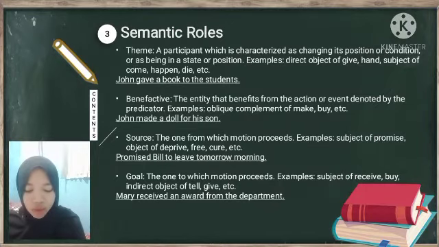And the next is goal. Goal is the one to which motion proceeds. Examples are the subject of receive, the indirect object of tell, give, and etc. Example sentence of goal is: Mary received an award from the department.